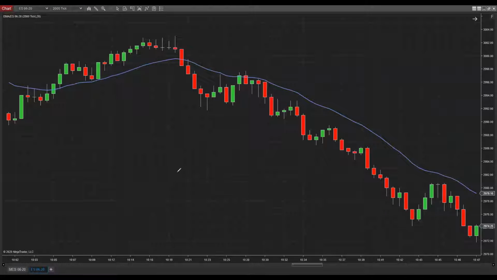The basic concept of a failed two-legged pullback is this. Remember, as recognized by Al Brooks and many before him, that the market likes to move in twos. On the downside, we see moves like this. On the upside, we see moves like this. And this is part of our DNA. It has always been like this since the beginning of trading.